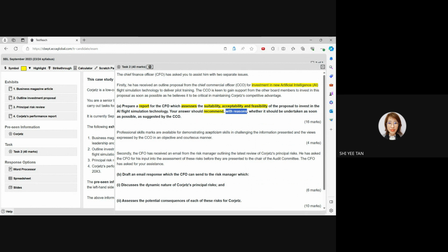Actually, the keyword is what? As soon as possible. It is not asking you whether this AI is good to go. It's not asking you whether we should invest in AI. No, it's not about this. They want you to recommend whether it should be undertaken as soon as possible. That's the keyword. Whether you should rush to go on with this proposal. Okay, it's totally different story. Think about it. You should invest in AI versus you should invest in AI as soon as possible.